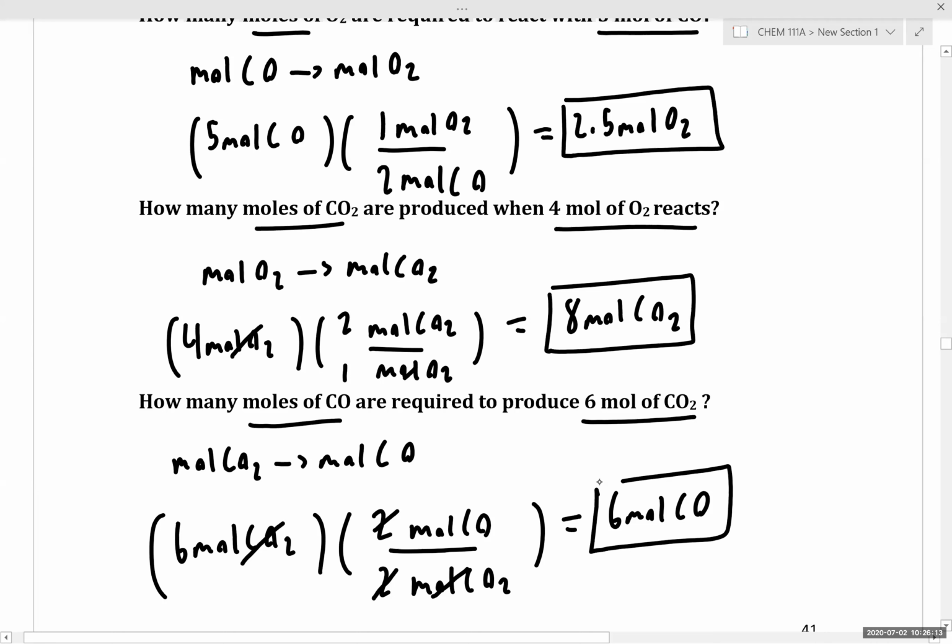Does this example make sense to everyone? Perfect. Any other questions on these examples?